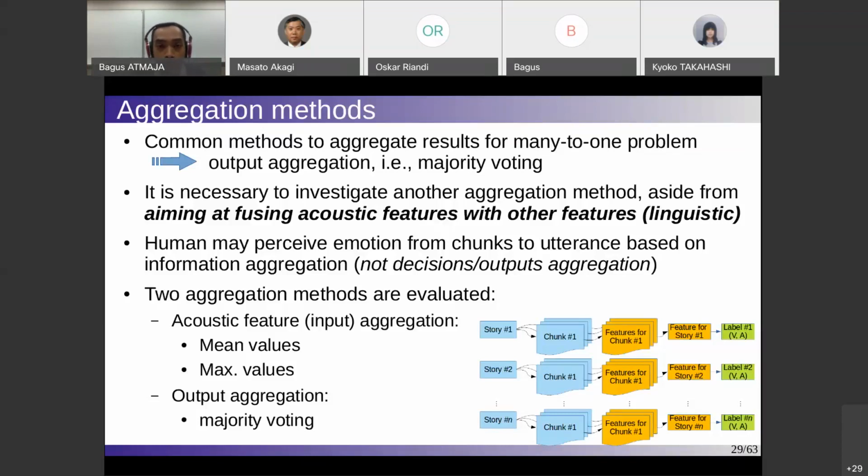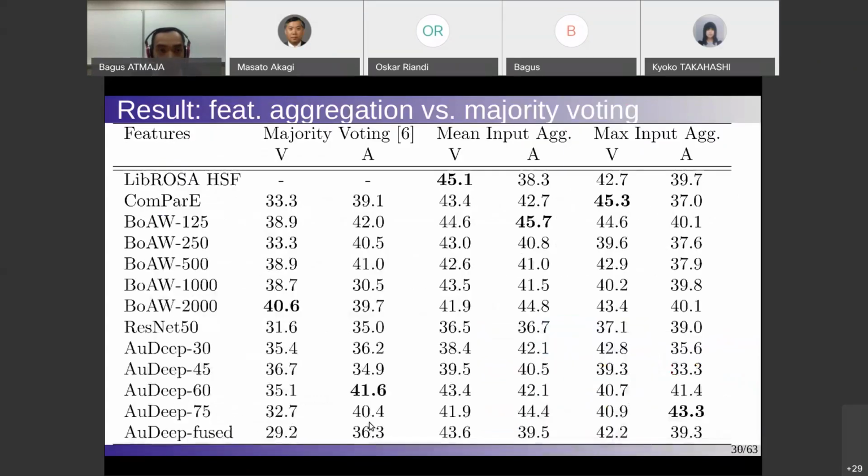But I also think that humans usually use this kind of clue. For example, in one modality, usually we use the mean value or the highest value to predict the emotion in perception. Maybe that works also. So I evaluated 2 different approaches here: mean values and maximum values. And the baseline is majority voting, given in the baseline paper in Interspeech 2020. And here is the result.